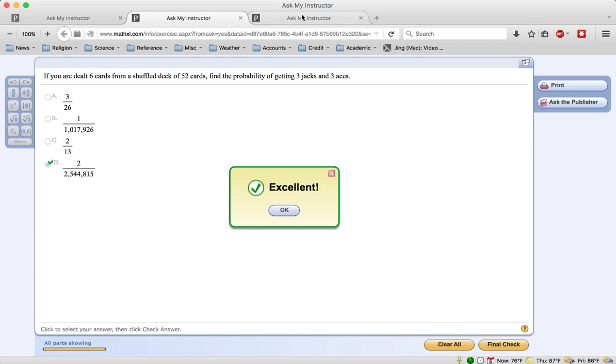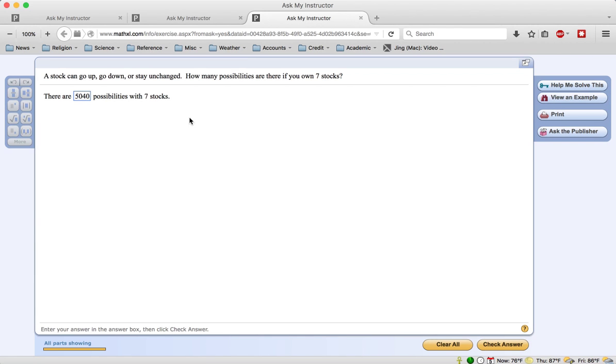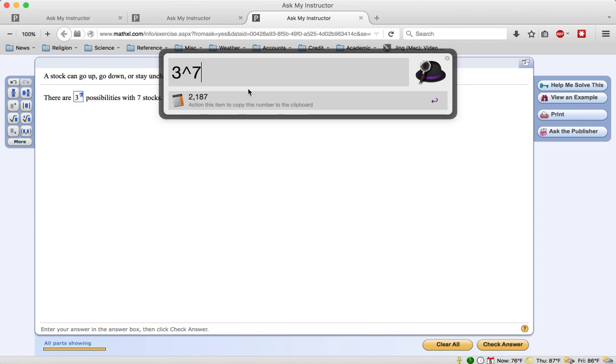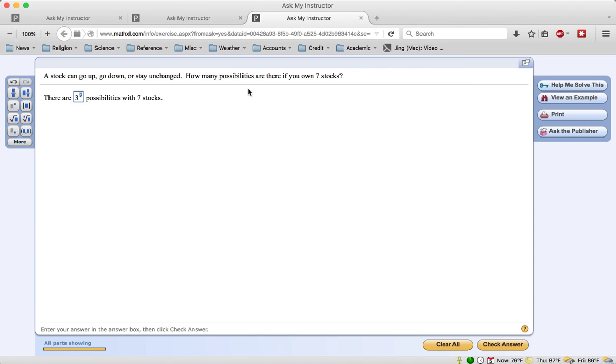All right, let's take a look at your third question. The stock can go up, go down, or stay unchanged. How many ways of it? Well, 7 stocks, right? So how many possibilities for the first stock? 3. How many for the second stock? 3. I think you can see where this is going, right? Times 3, 7 times. And so what you're looking for here is 3 to the 7th. And that number is 2187.